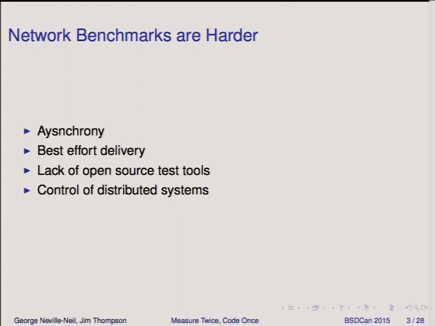Again, in the single system test case, you can sit in front of the computer, or you could log into a terminal or whatever, and you can run the thing, and you don't have to tell this person to talk to this person while this person listens and this person watches and that kind of thing. So control of distributed systems makes networking benchmarks more difficult to control and set up.